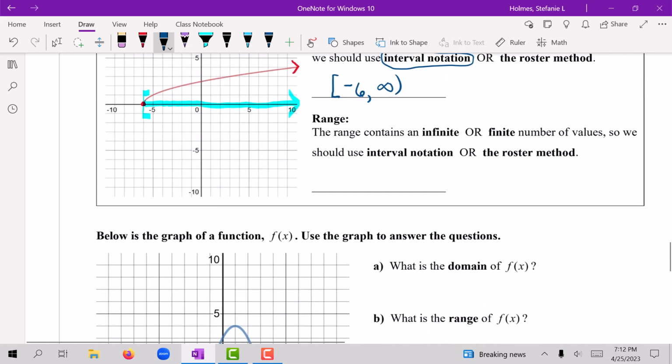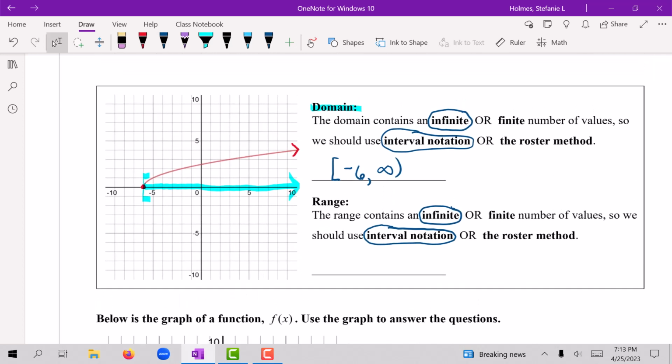Now let's do the range. On the range, we have an infinite number of values, which means we should use interval notation. And let's see what that looks like. Going vertically, the smallest is right here at 0. Well, over there, but at 0. And it keeps going up. Because of this arrow, it keeps going up and up and up forever.